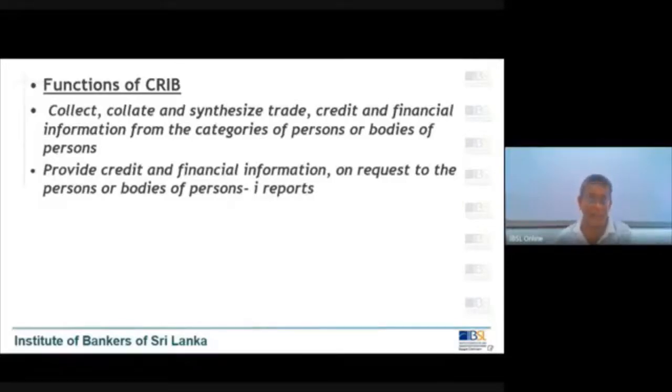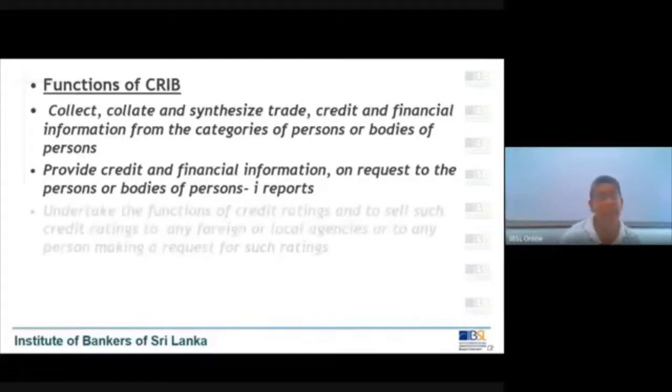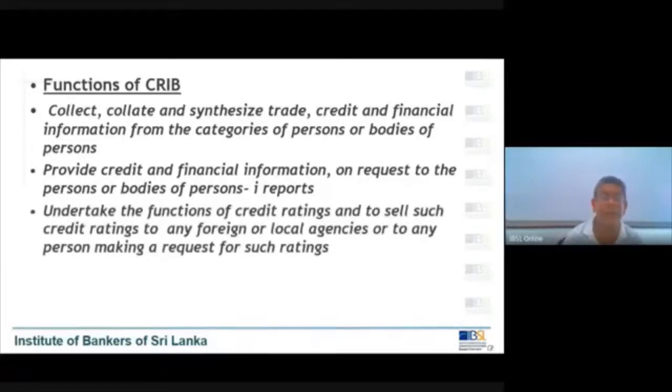All banks are having CRIB. So all banks can access the CRIB, where customers' information is held. You can get the full track record of the customer, right? Also remember, sometimes you, as a person, can also obtain reports from the institution, CRIB, as I reports, okay? Then they may sometimes carry out credit rating activities, right? So CRIB sometimes carries out credit rating, like foreign credit agencies are doing.